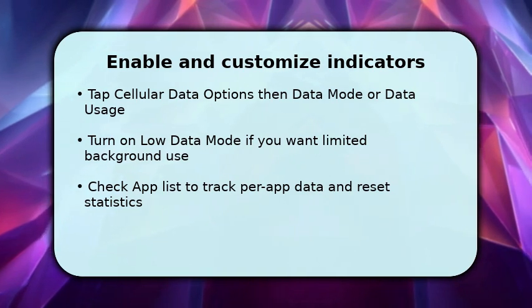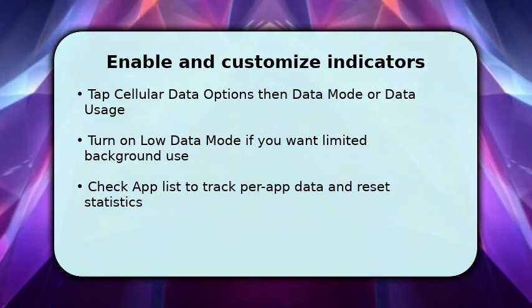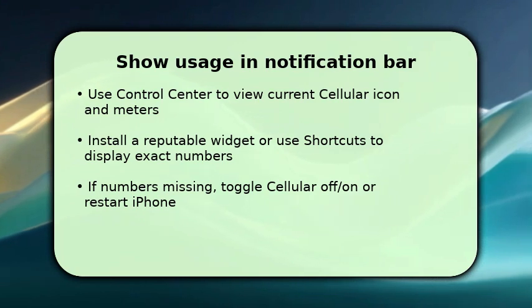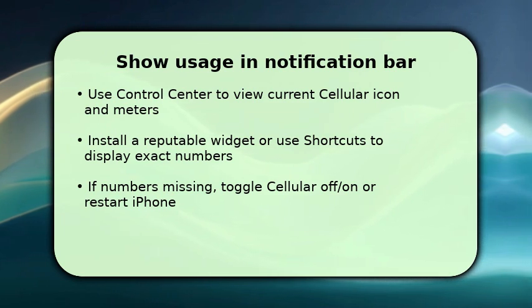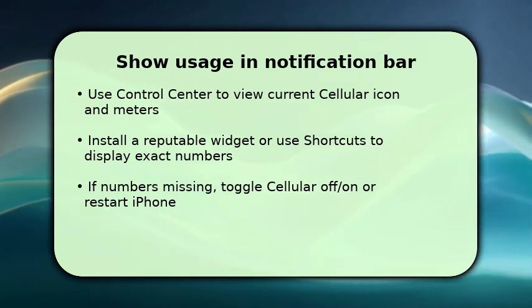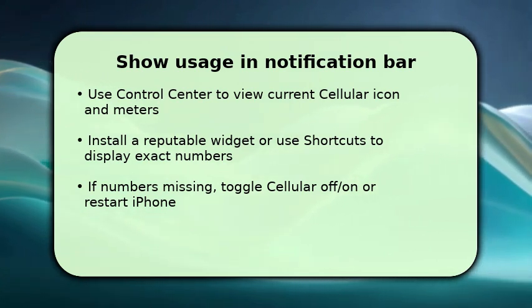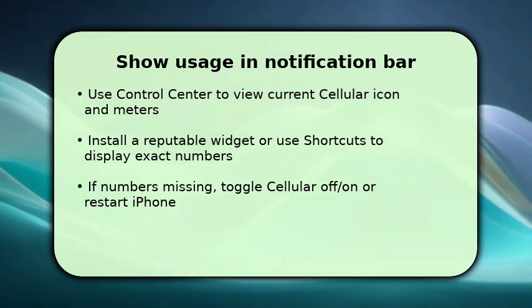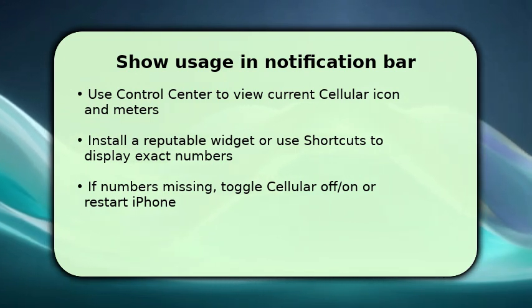Finally, pull down Control Center to see immediate cellular icons and any carrier-provided meters. This is what appears near the notification bar. If you want exact numeric usage in the top area, add a data usage widget or create a shortcut that updates a widget with current stats. Widgets surface near notifications and are refreshed periodically. If the indicator fails to update, restart the phone or toggle cellular off and on to reinitiate.